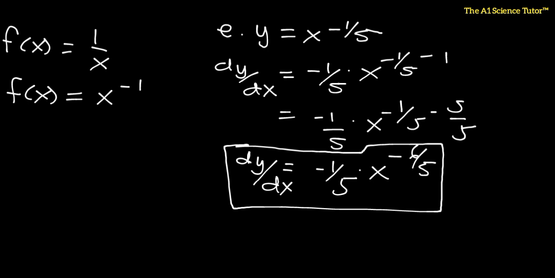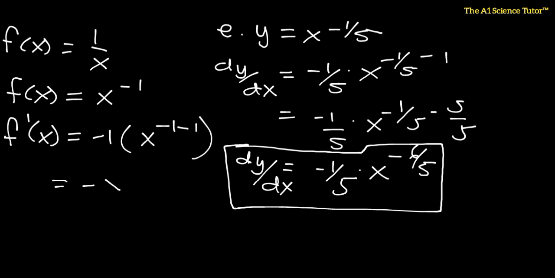This could actually work in the same way if you had a number here. So here we have a variable, and that's still going to work the very same way. Now f prime of x will be negative 1 multiplied by x raised to the negative 1 minus 1. So this gives us a negative x raised to the power of negative 2. This is f prime of x.